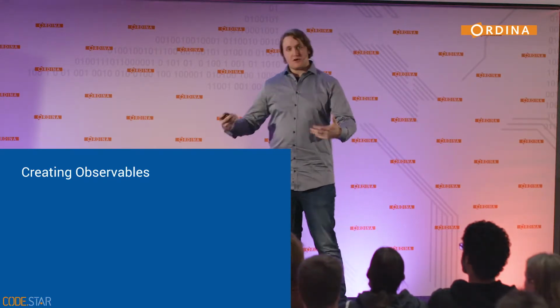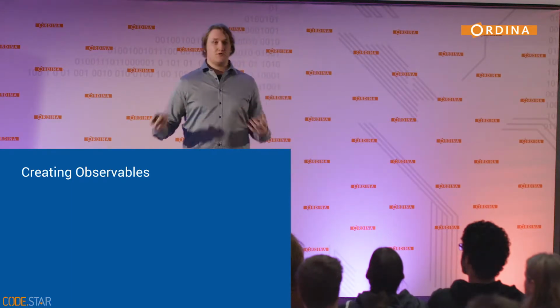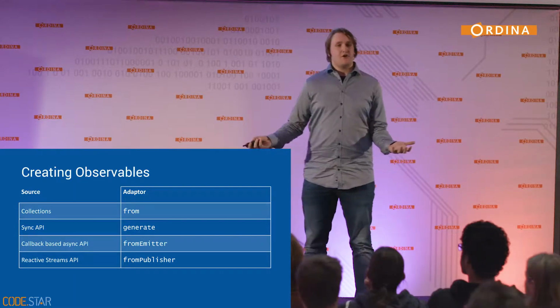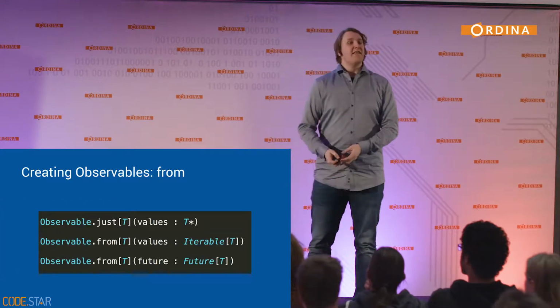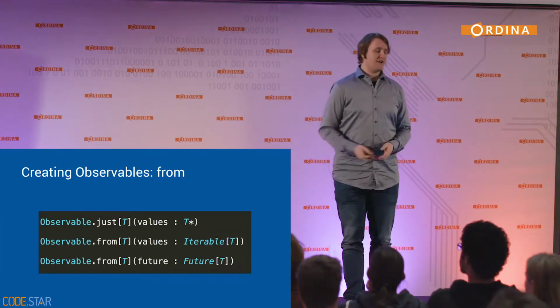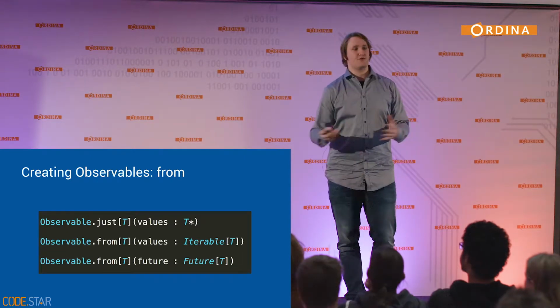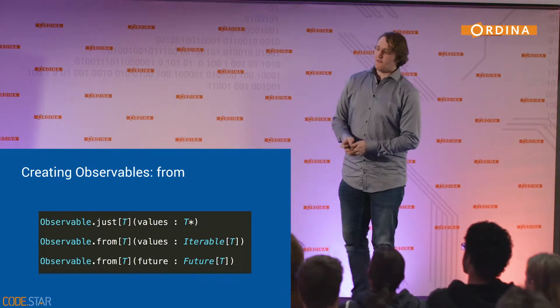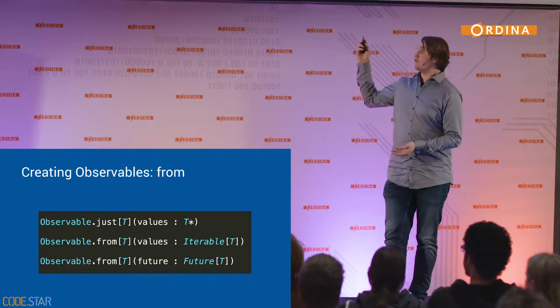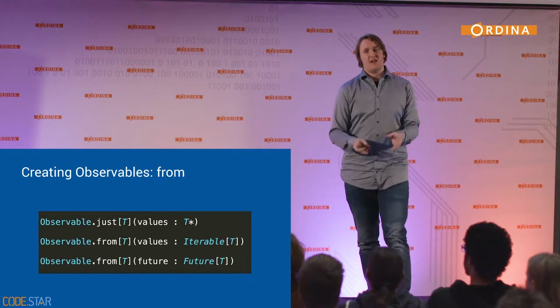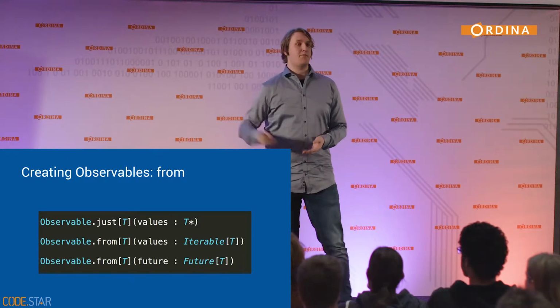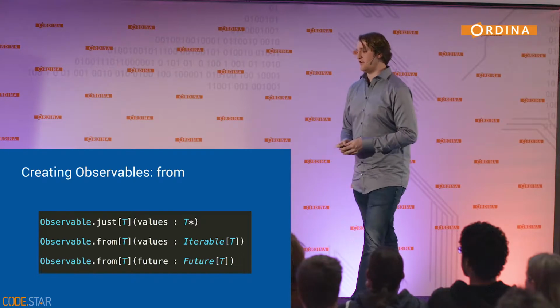But the thing you will run into is when you create your own observables. You have to be very careful then. So how do you create these observables? Well, it depends on what your source data is. If you have Java or Scala collections, then there's a from adapter, and it will just transform your collection into an observable. If you have a synchronous API, you use generate. If you have a callback-based API, you can use from emitter. And if you have a reactive streams API, then you can use from publisher. So that's also a very easy case.